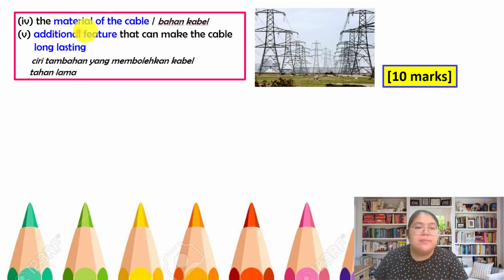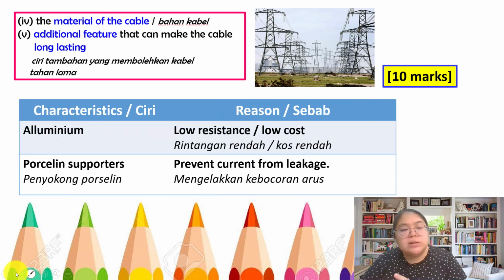Number 4 is the material of the cable. Just now we mentioned the resistance, then we are talking about the material. The material we use is aluminium. Aluminium has low resistance and also low cost. Because of the low resistance, you can say this reduces the energy loss. You can also say low cost is a reason.